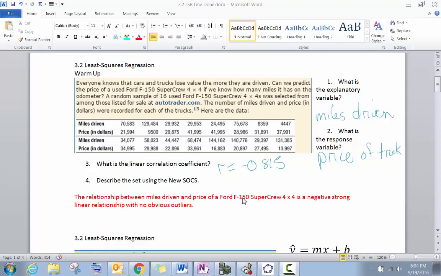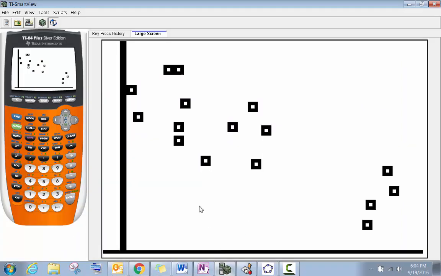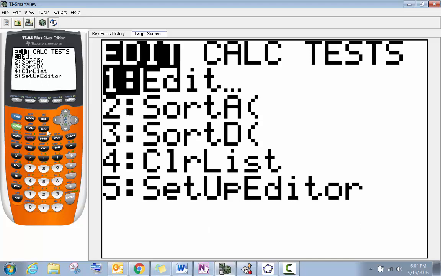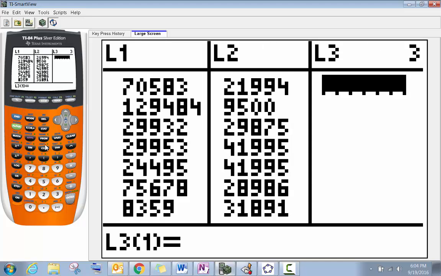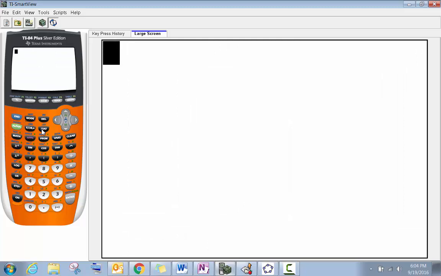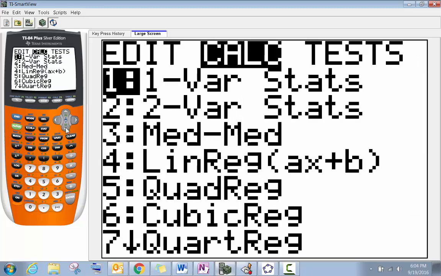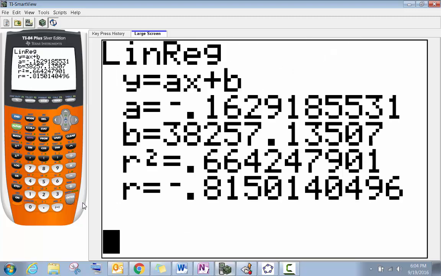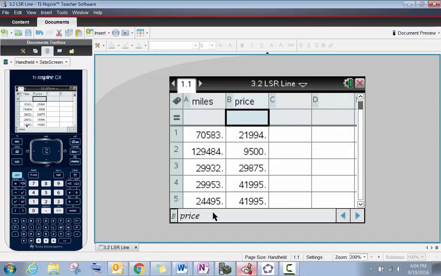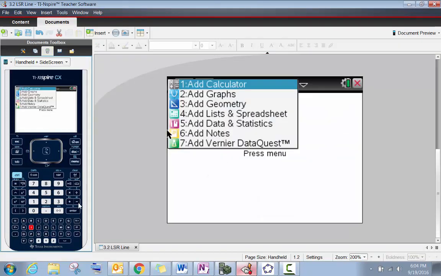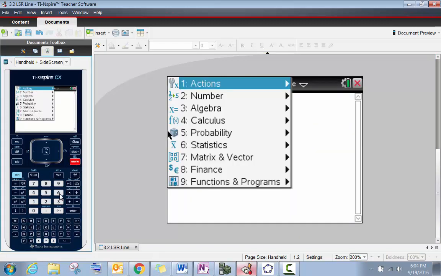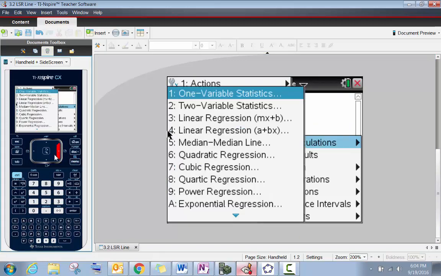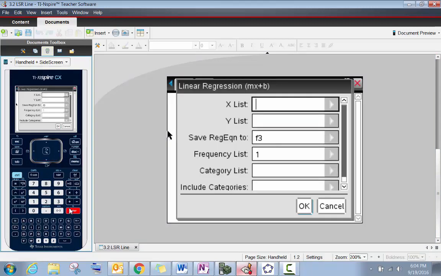Linear correlation coefficient. So if we put our data in, remember, we put it in our two lists. Then we can do stat, lin regression, and we get our R value of negative 0.815. If we're using the Inspire, we type it in the list and spreadsheet, Control I, get a calculator page, and menu, statistics, stat calculations, and linear regression as well.